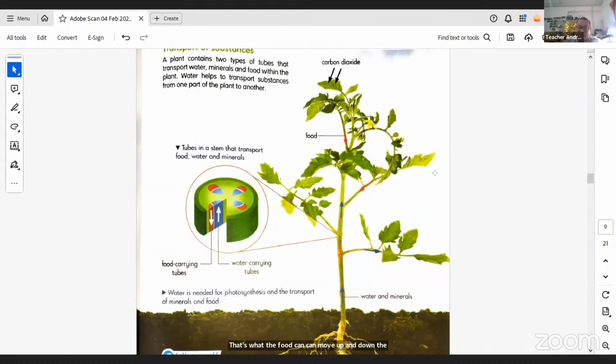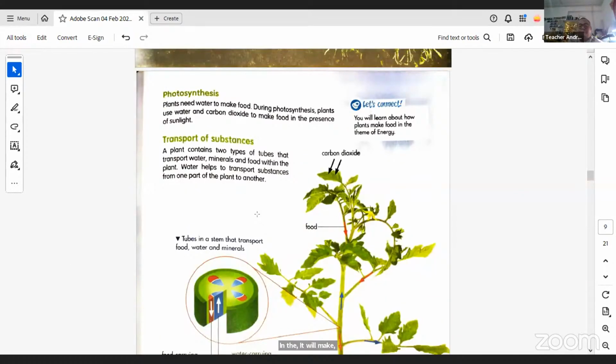So during photosynthesis, the water will travel up from the roots to the stem, then to the leaves. In the leaves, in the presence of sunlight, it will take carbon dioxide and make food. So water is also very important to the plants.